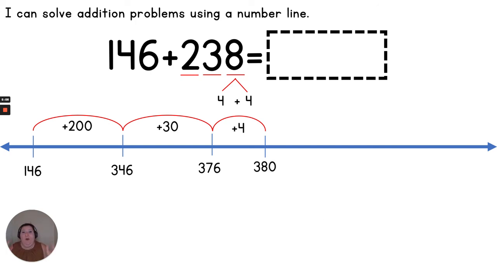Again, what I did here was I took my 8 and broke it up into 4 plus 4. I did that because I had 6 ones, and I know 6 and 4 make a 10. It just makes my counting a lot easier. So all I have left to worry about, my friends, is adding that last 4. If I add 4 more to 380, I'm going to have my answer. You got it. The answer is 384.